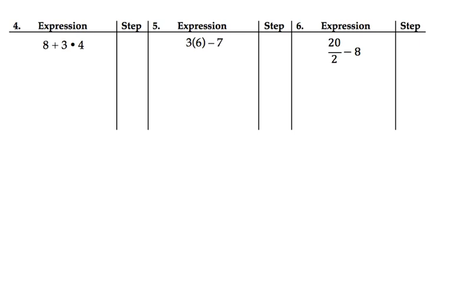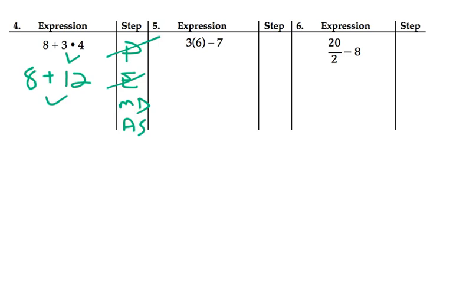Alright, for number 4, if you weren't using the order of operations, my guess is you did 8 plus 3, got 11, and then times 4 was 44. That would be incorrect, because we have to all follow this same order so that all of our expressions have the same answer. So again, none of the first 2 steps, but we need to multiply next, which gives us 12. Then we bring down the 8 in the addition sign, and that gives us 20.